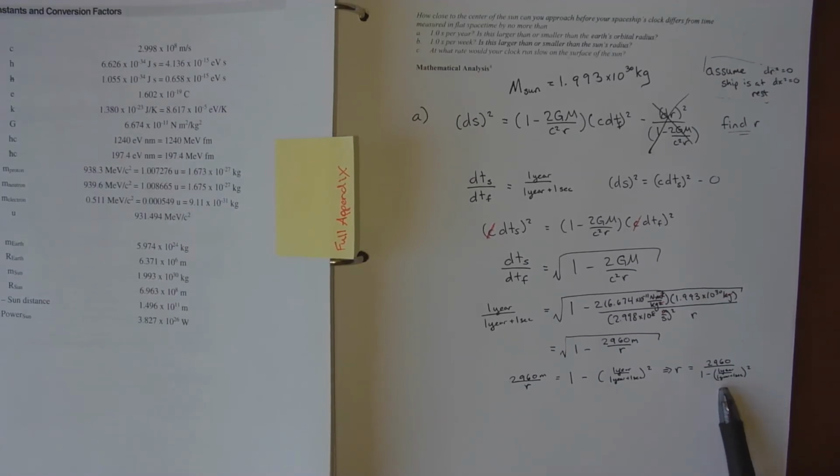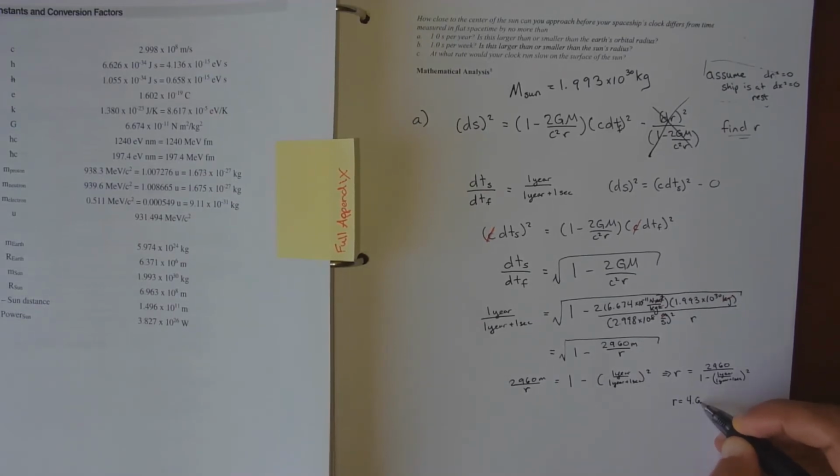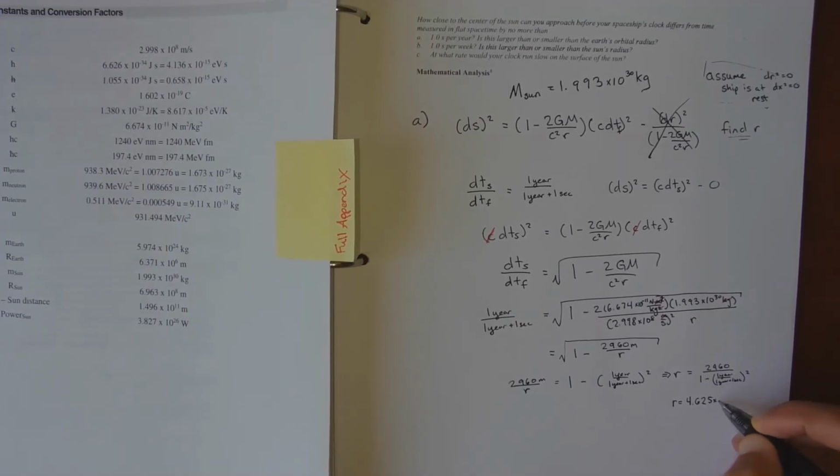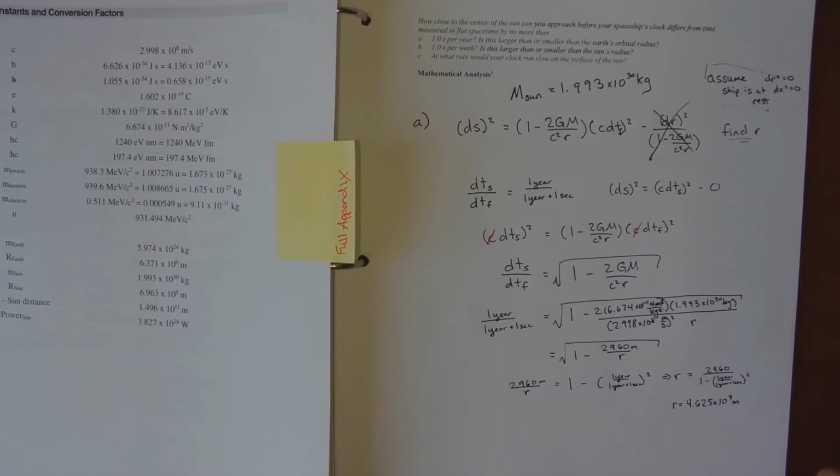So it would be 1 minus that squared, and then do 2,960 divided by that, and that should give us R is equal to 4.625 times 10 to the 9th meters. At least your first two significant figures should be the same.